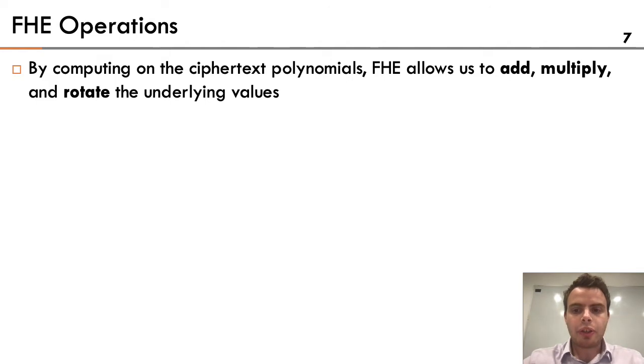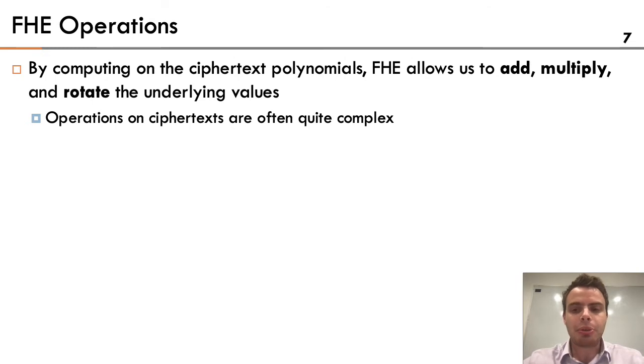Once we have our ciphertext, we can now start to do computations on the encrypted data. By computing on these polynomials, we can add, multiply, and rotate the encrypted plaintext values. That isn't to say that simply multiplying two ciphertext polynomials will multiply the underlying elements. The operations we apply to ciphertexts are often much more complex than the effect they have on the underlying elements.